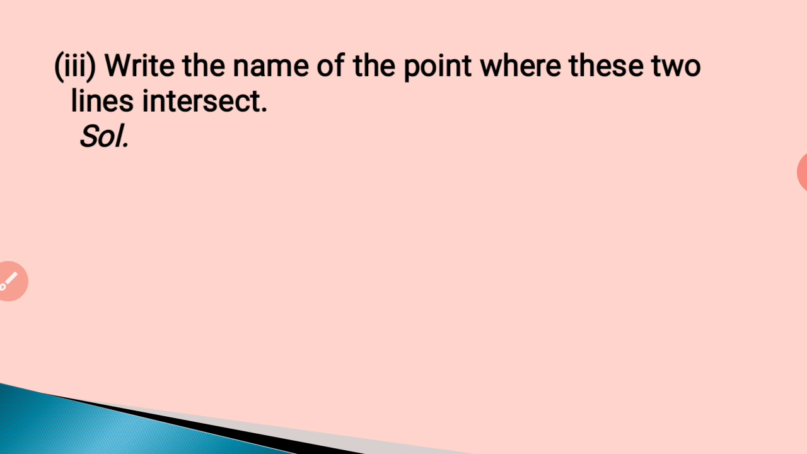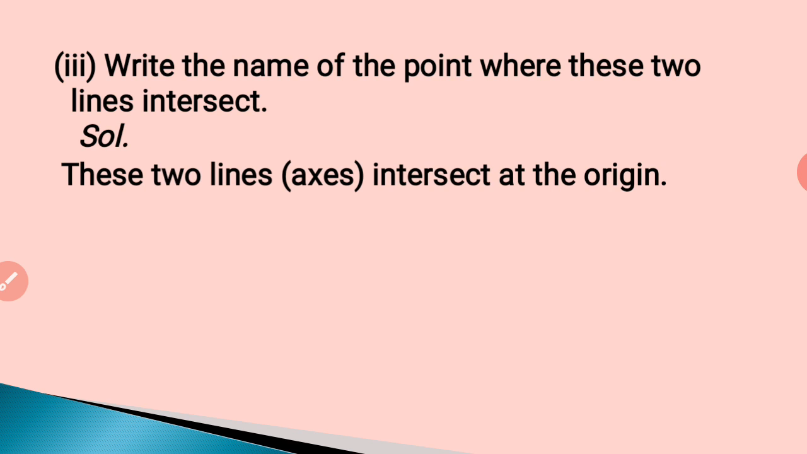Next is sub-question 3. Write the name of the point where these two lines intersect. Now these two lines are perpendicular to each other and they intersect at a point. The point is named as origin. So these two lines, that is the axes, intersect at origin.